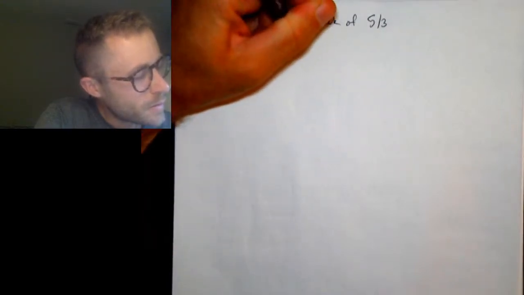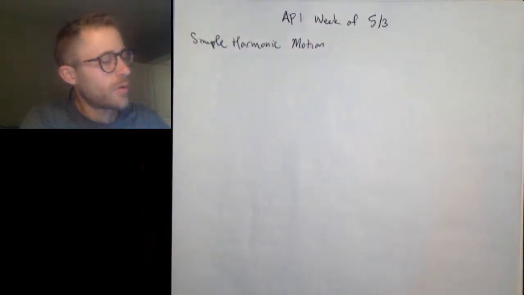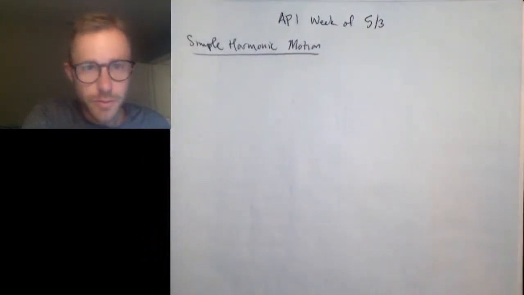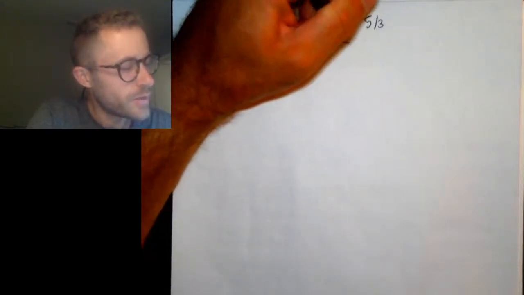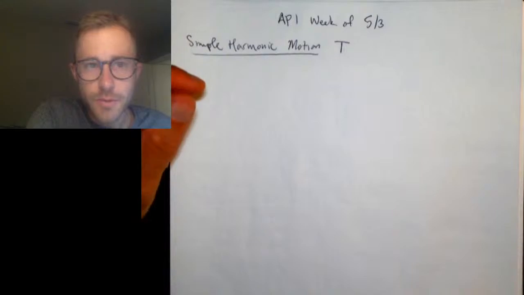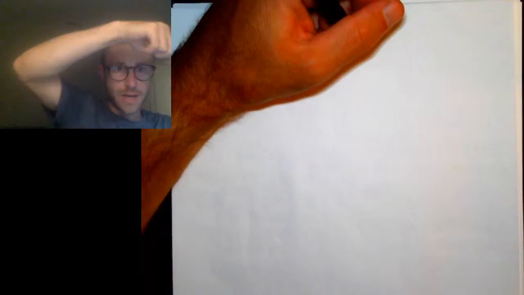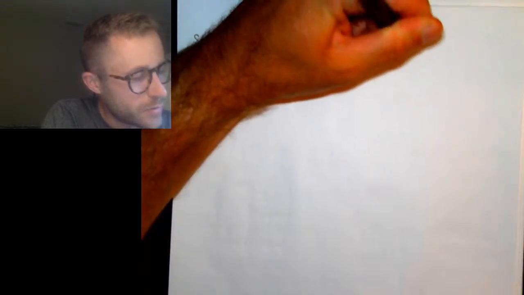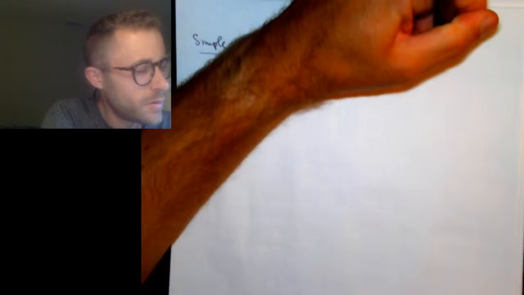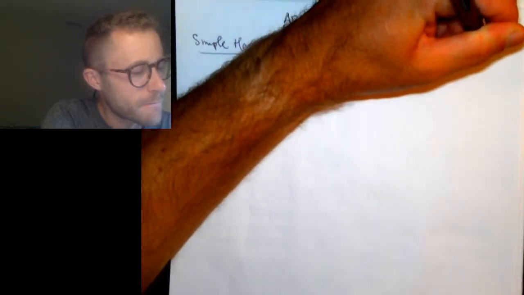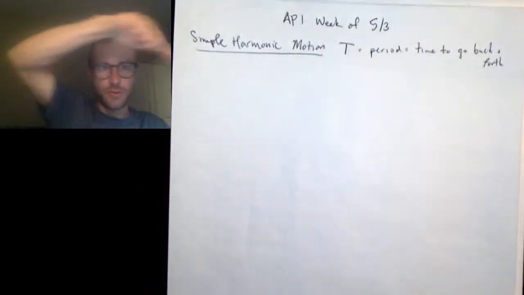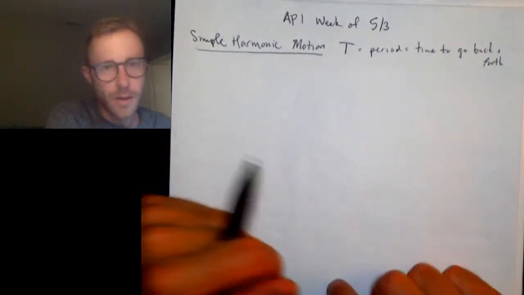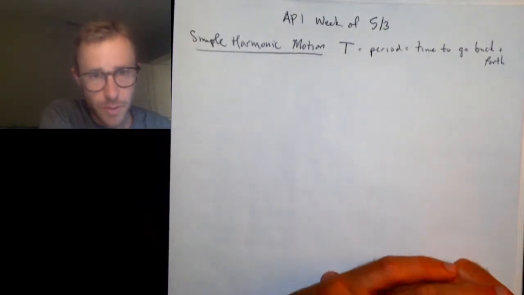The most important thing that we want to measure in simple harmonic motion is the period, T, which is the time to complete not just a across, but a back and forth. So T is the period, the time to go back and forth. Sometimes students think that it's just one way, but it's both. So we're talking about experimental physics.